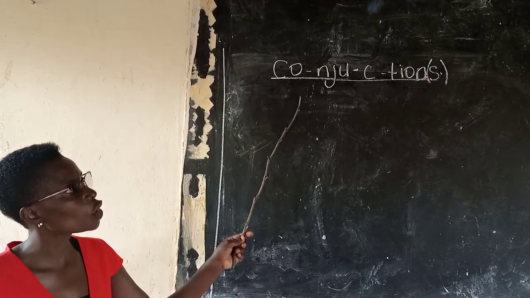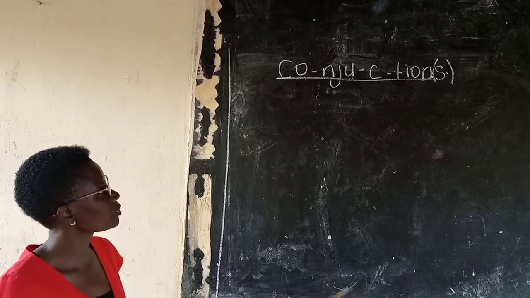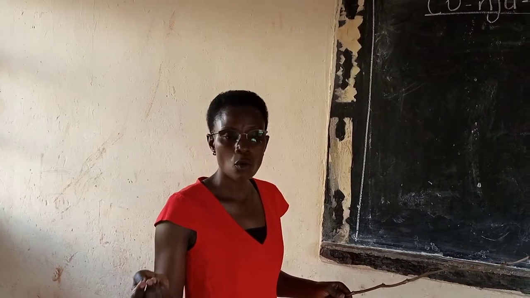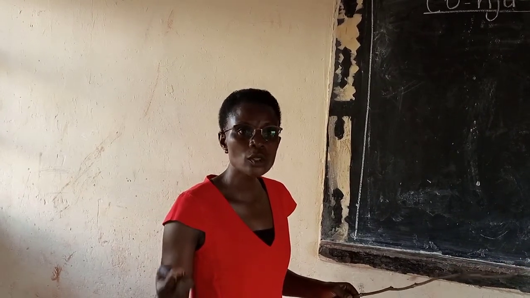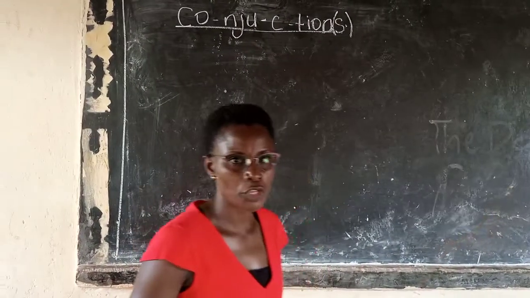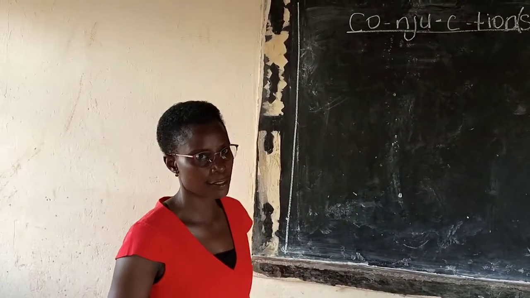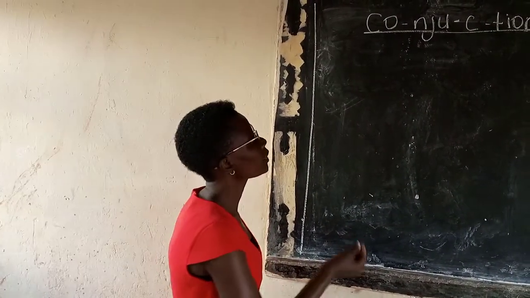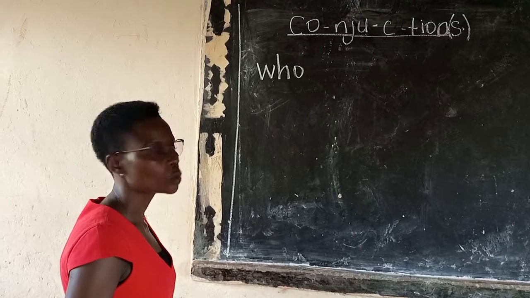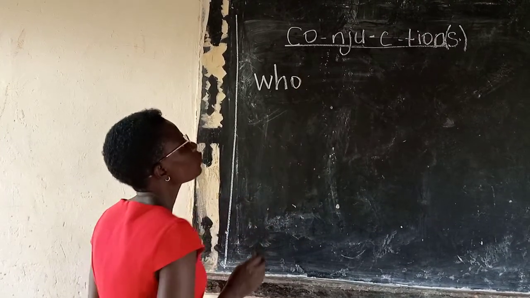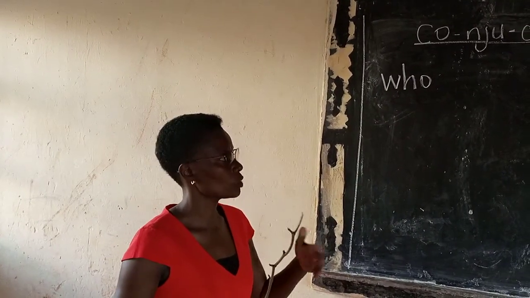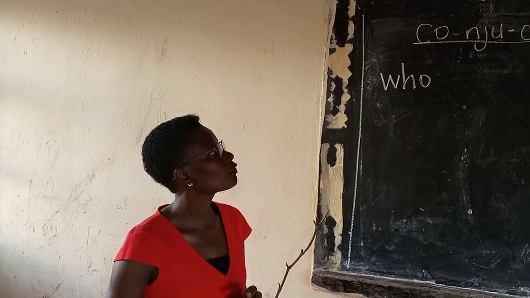The word is conjunctions. What are conjunctions? Is there anybody who knows what it means? These are the words that we use to join two sentences. Talk to your friend. Examples of conjunctions that we are going to look at, we shall look at who, and I'll be showing you each one of them. For today we are going to look at who, and by the end of the week, we shall have learned more.